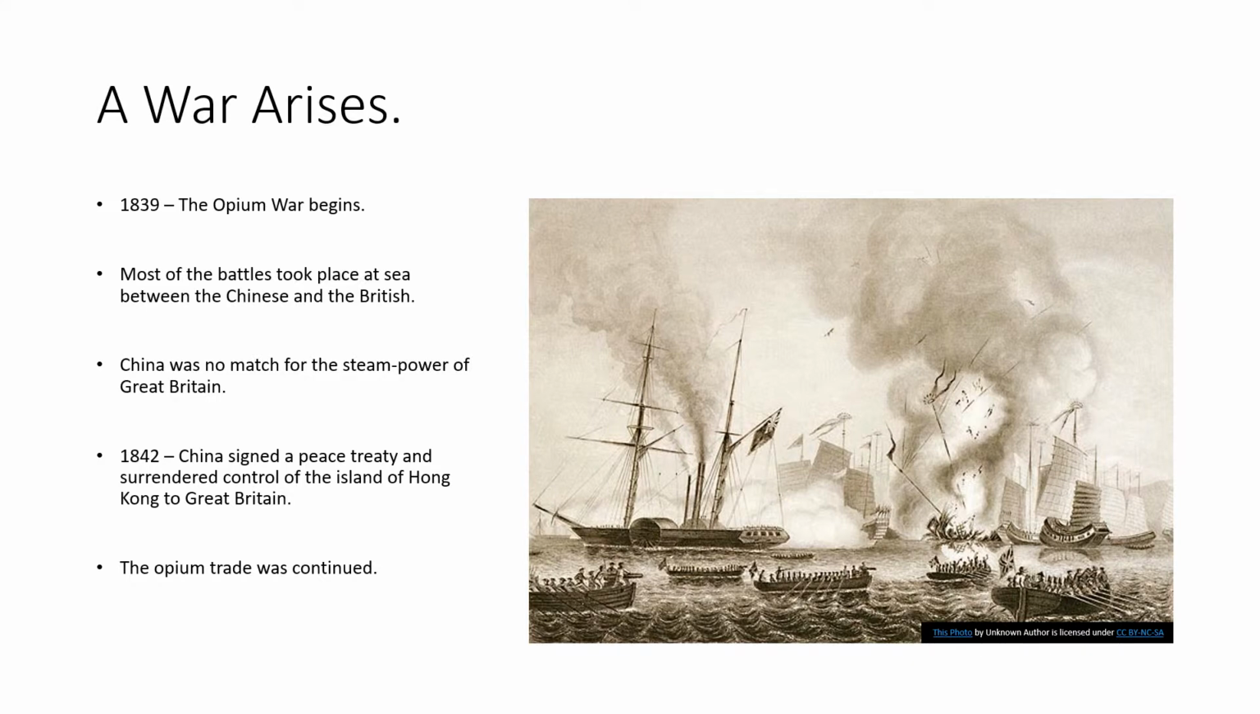Most of the battles took place at sea between the Chinese and the British, and here's kind of a depiction of it here. China, however, was no match for the steam power of Great Britain, and in 1842, China signed a peace treaty and surrendered control of the island of Hong Kong to Great Britain. Also, as a result of this, the opium trade was continued in China.